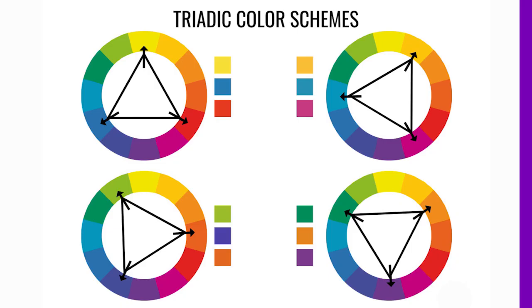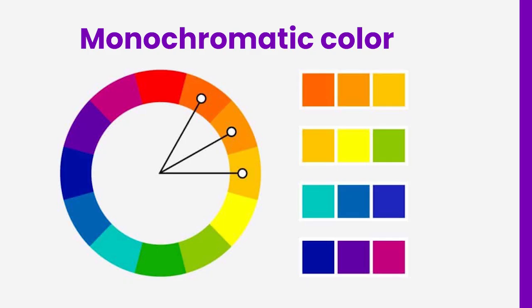Then we have the triadic. Triadic, these are three colors evenly spaced, balanced, and vibrant. For example, red, yellow, and blue. Then monochromatic, these are variations of a single color, simple, cohesive, and elegant.